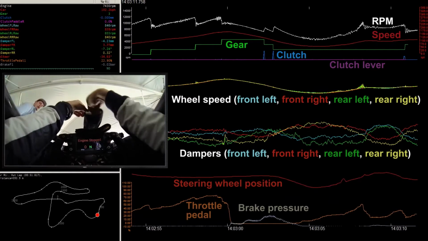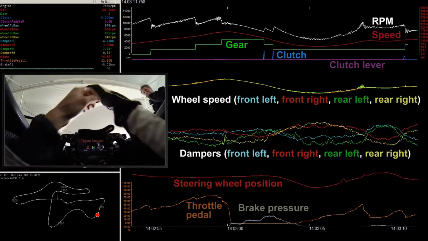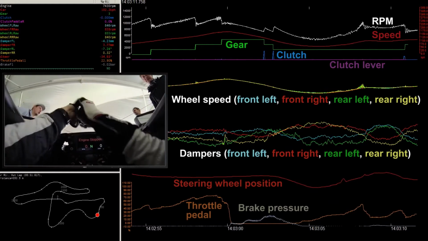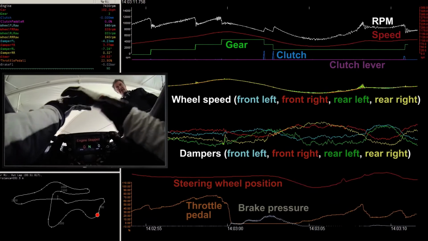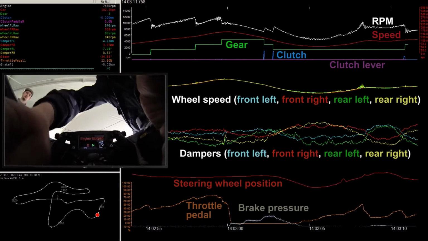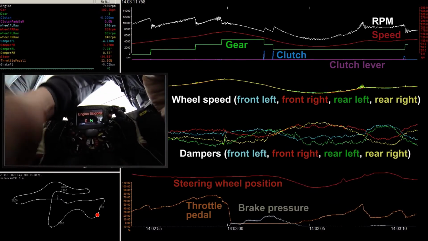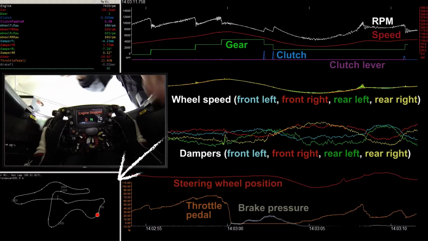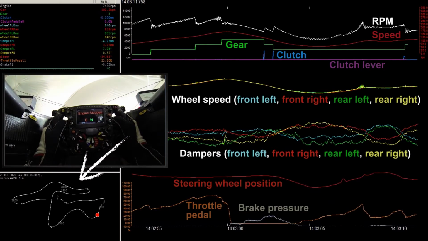The next bunch of lines is an overlay of each wheel's speed, followed by the damper movements of each wheel. The red graph shows the steering movements. When the driver steers to the left, the line goes up. When the driver steers to the right, the line goes down. Last but not least, the orange line shows how much the driver pushes the accelerator, and the grey line the brake pressure. The map in the lower left corner gives you the current position of the car on the track.